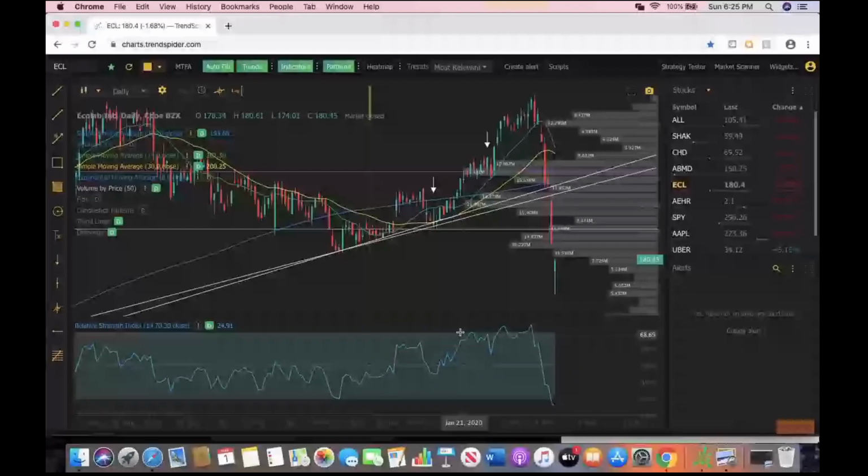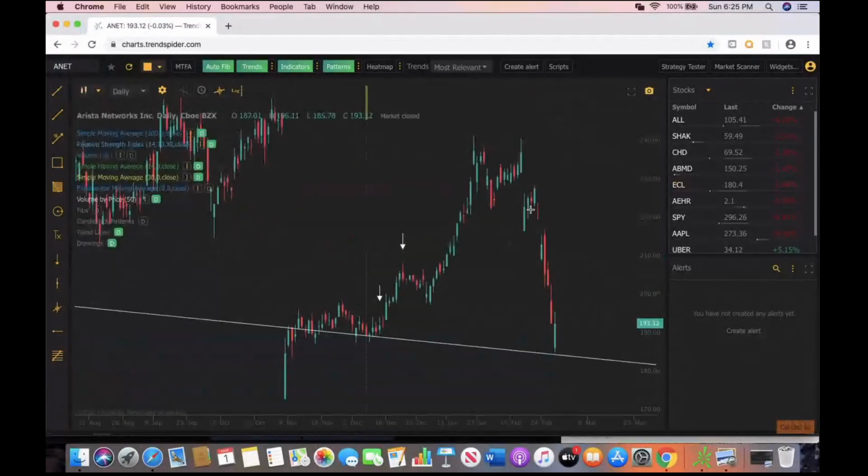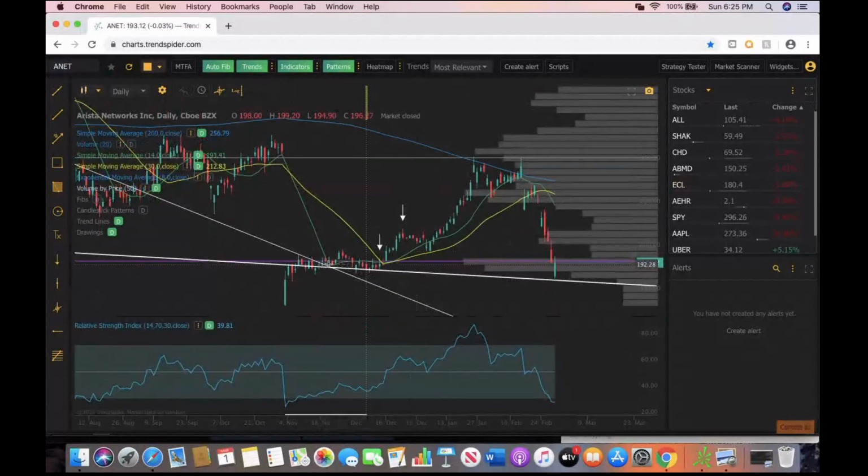And I'll go to a couple examples as well on that. Interestingly enough, if you look at this one, the trend lines, it came right back to the trend line here and bounced off. So this might be another thing to look at if the market turns around. So that's something interesting too.